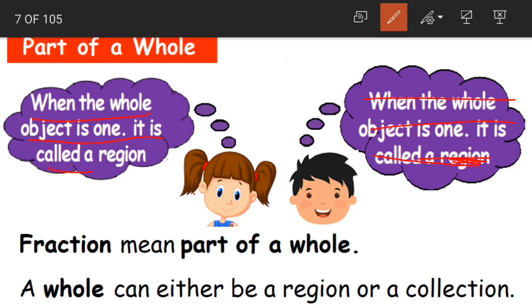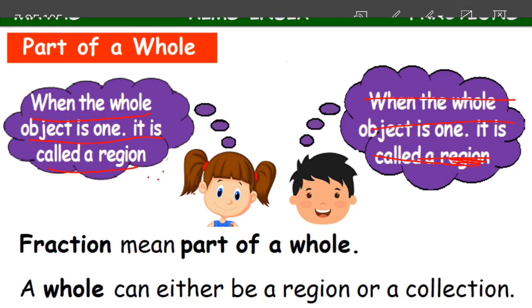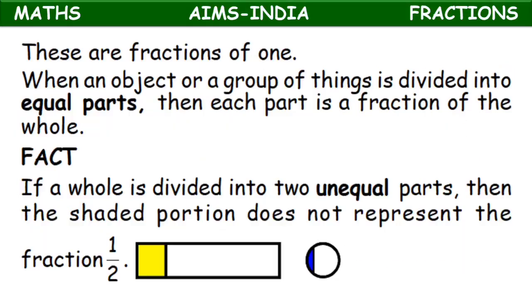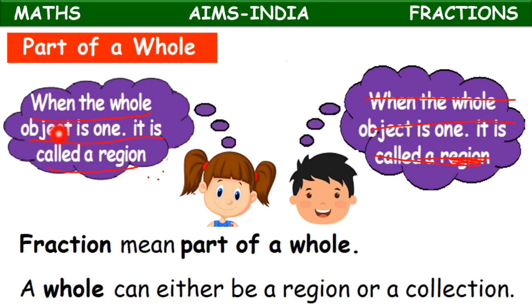When the whole object is 1, it is called a region. Just now in our example, we had only one birthday cake which was distributed among people. So when the whole object is 1, the whole cake was only one cake. We call it a region. What will we call it, children? We will call that whole a region.